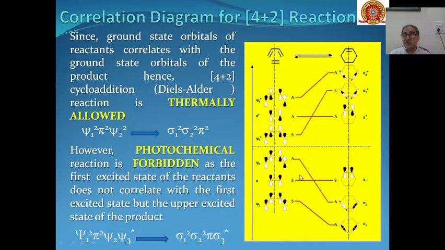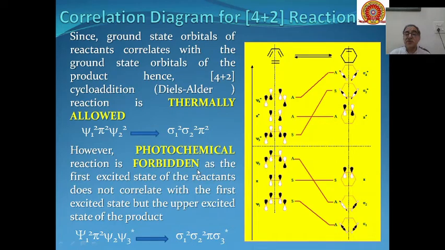You can see that this correlates with this, this correlates with this, and this correlates with this. This is the ground state orbitals of reactants and product. They are correlating with each other, hence this Diels-Alder reaction is thermally allowed. So these orbitals, they are correlating with these orbitals. However, photochemical reaction is forbidden.